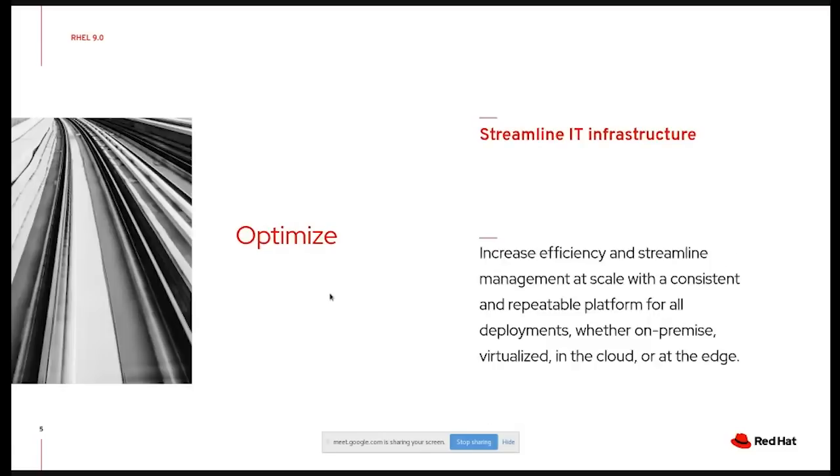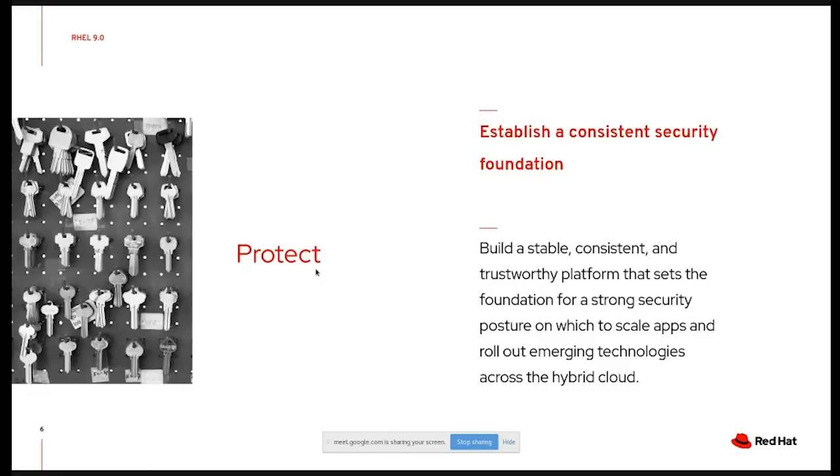Our second pillar is the idea of optimize. As you're rolling out to the hybrid cloud, our infrastructures are becoming a bit more complex. So how do I increase the efficiency and streamline that management so that we can do it at scale? We need something that's consistent and repeatable, right? We need those deployments out there, as we scale out our applications, to all be running exactly the same, whether it's on-premise, virtualized workloads, in the cloud, or nowadays out at the edge of our computing environments.